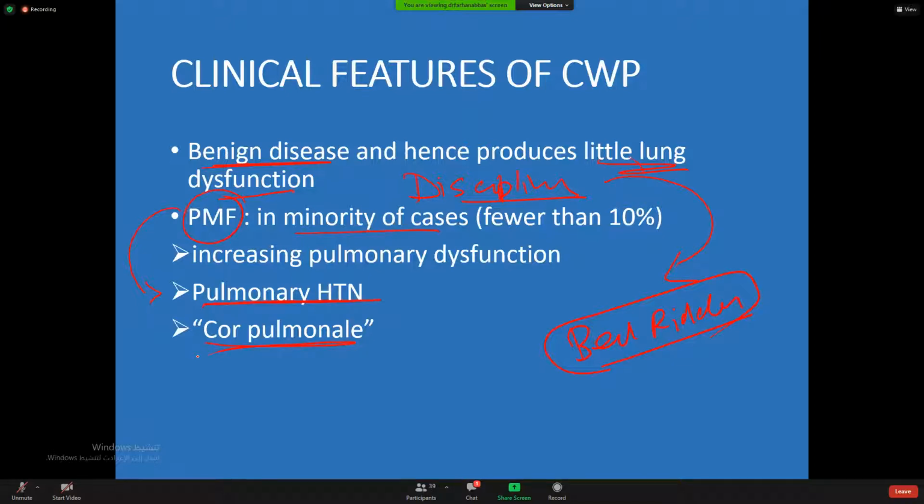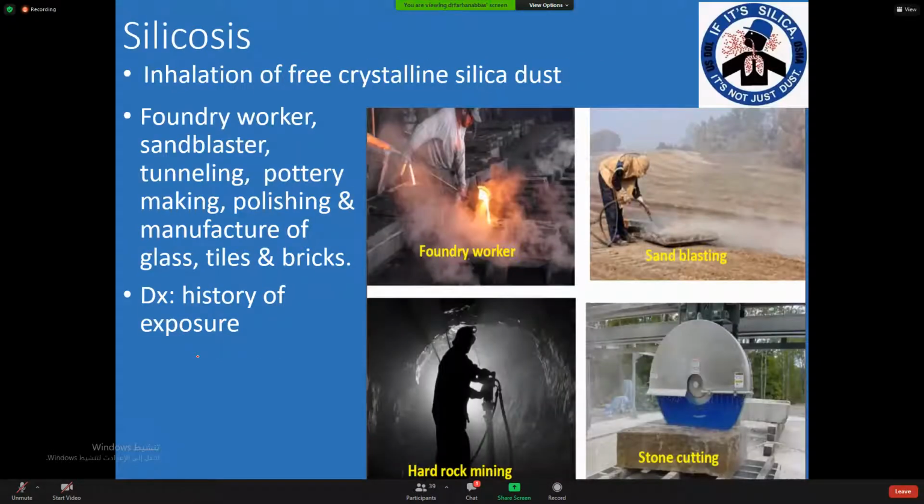Now we come to silicosis, and remember that silicosis is very much related to inhalation of free crystalline dust or silica dust. It is found in foundry workers where metal molding is being done, sandblasting, when sand is being forced to clean glass or tiles, then hard rock mining and stone cutting, like marble cutting and polishing areas. So these are the environmental conditions in which the patient is going to develop silicosis.